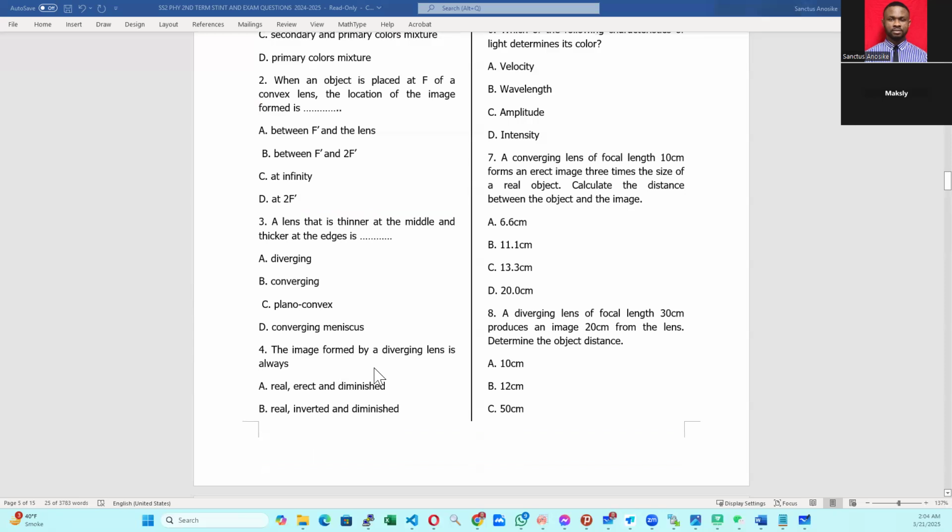The image formed by a diverging lens is always dash. What's the answer? Always virtual and erect. Virtual, erect, and what? Diminished and enlarged.